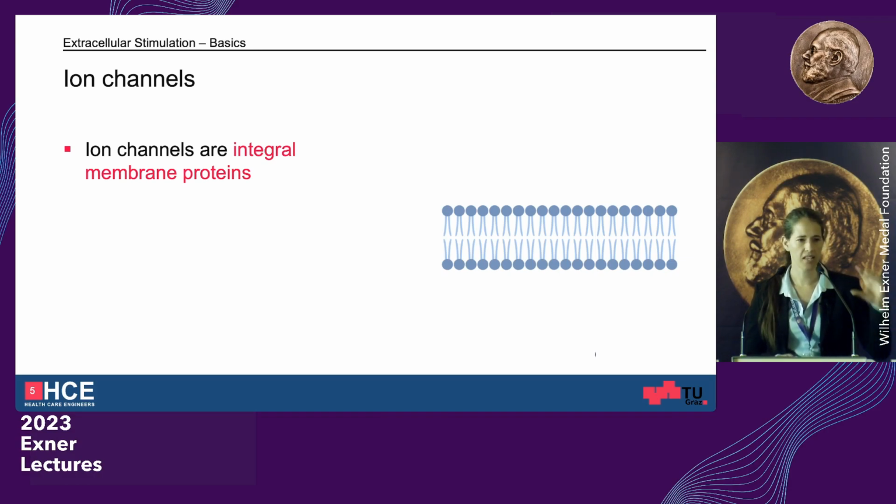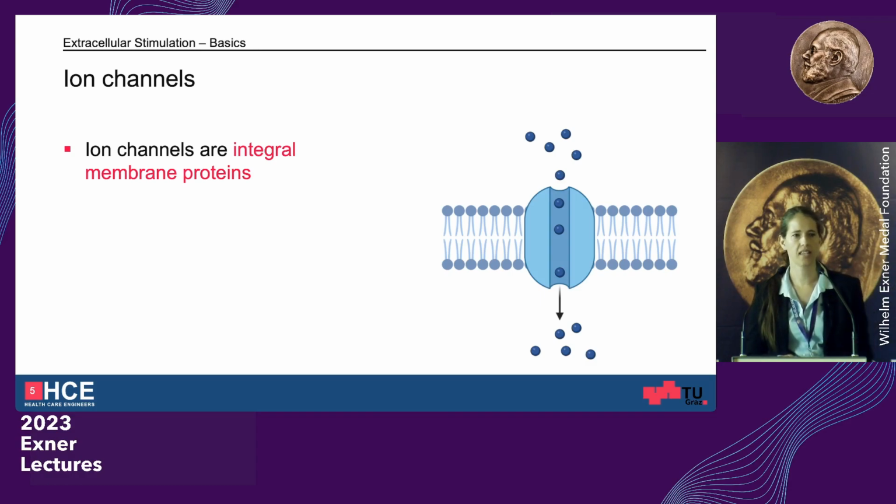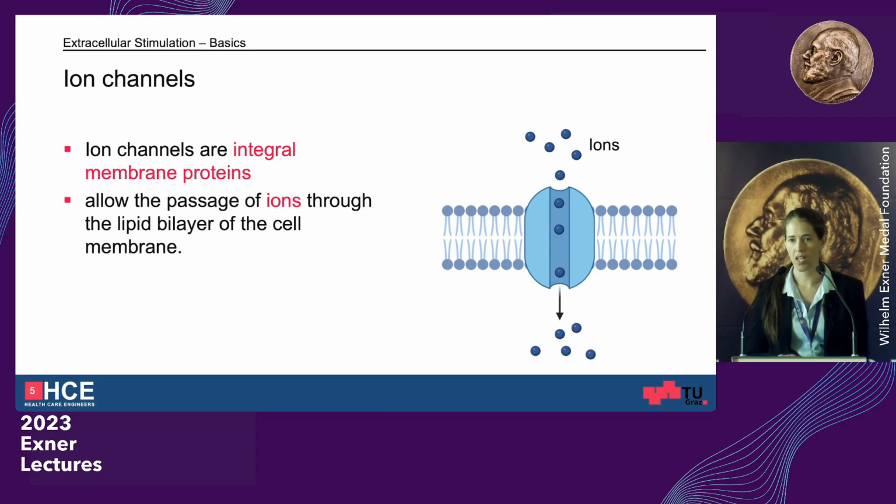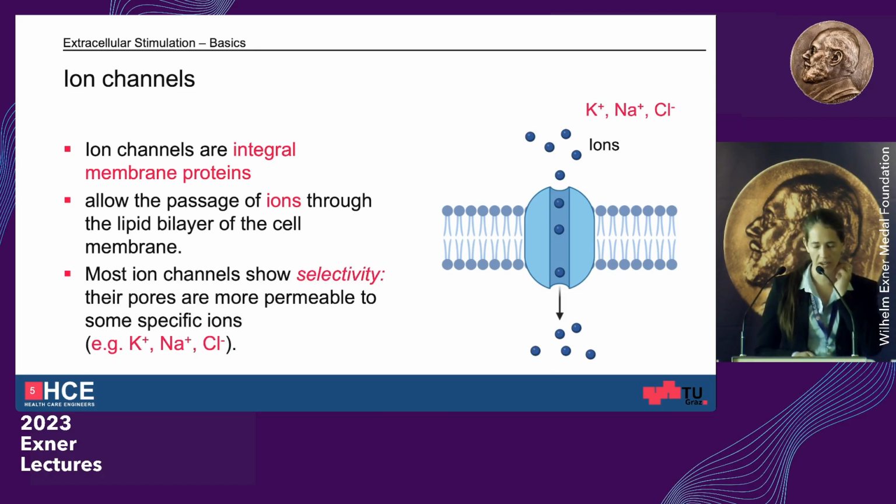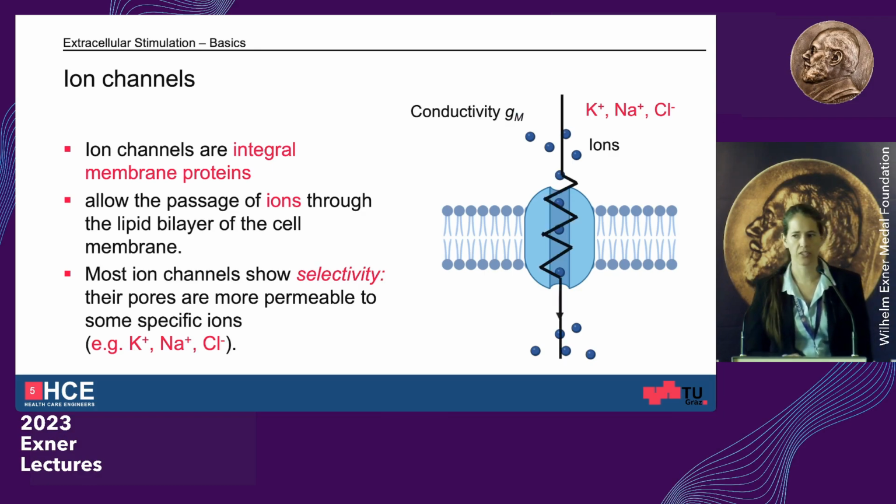We have some integral proteins that span the whole bilayer, and they allow, for example, the passage of different types of ions. Most of these channels are selective, so they do not let through any ion, but focus on potassium or chloride or sodium channels. From a modeling point of view, the channel can be regarded as a resistor, or the inverse, a conductivity, so it is modeled as a conductivity.